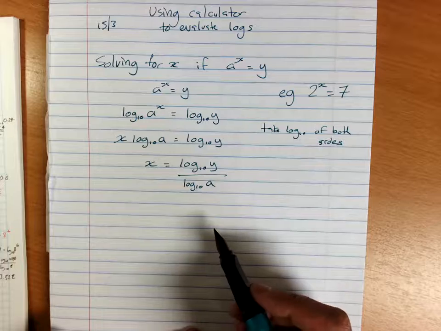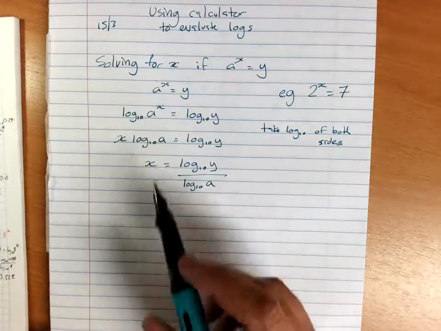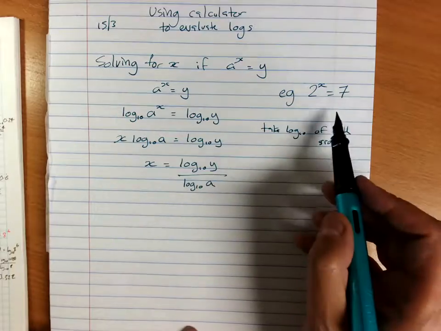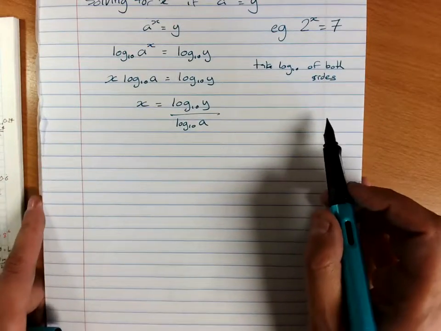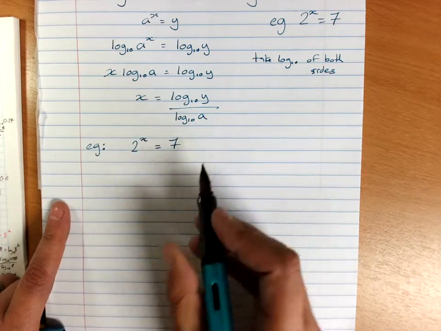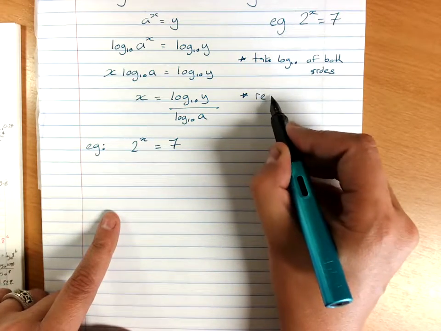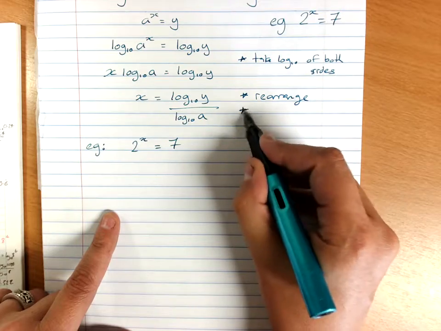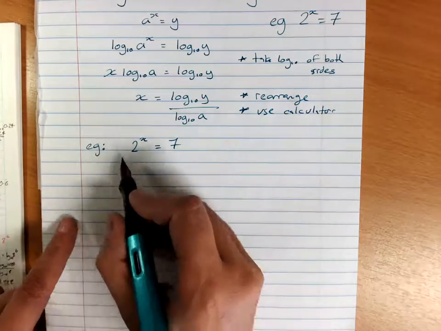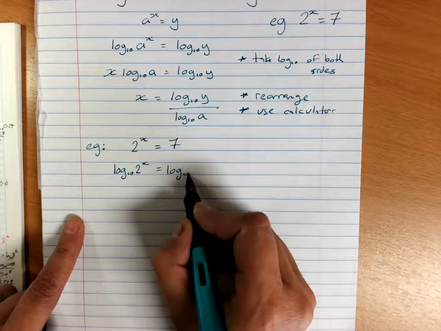Since my calculator will evaluate log base 10, this will now be in a form where I can solve for x using my calculator. So let's go back to this example. 2 to the power x equals 7. So our steps are to take the log of both sides, rearrange, and use the calculator. Take log 10 of both sides. Log 10 of 2 to the power x is log 10 of 7.